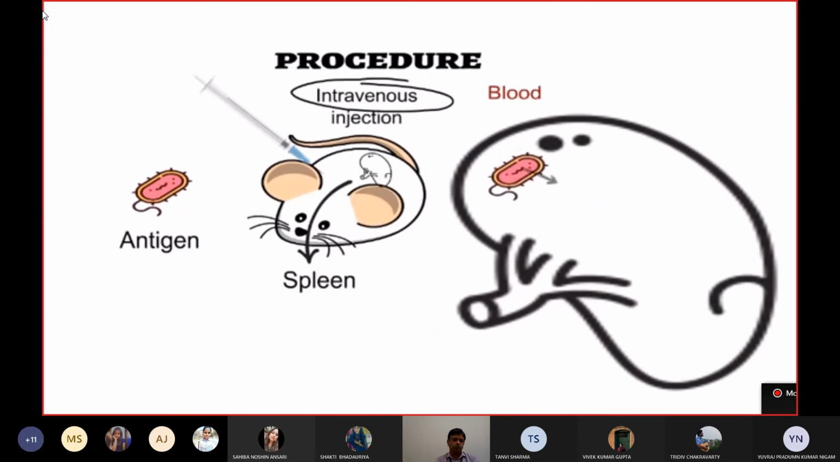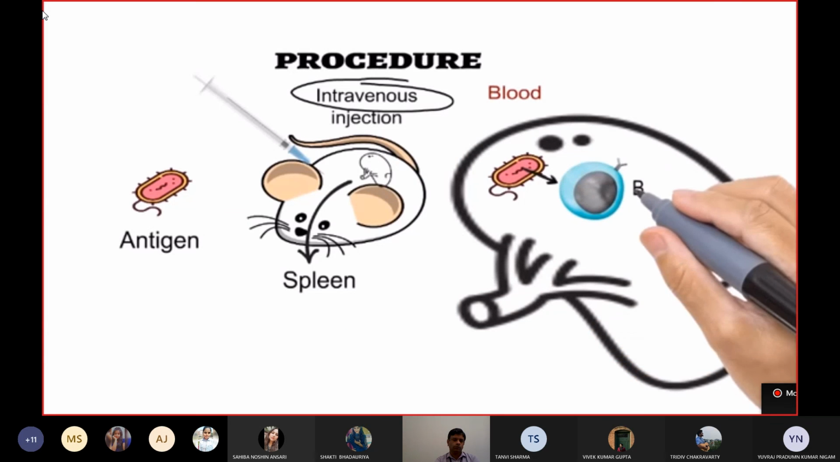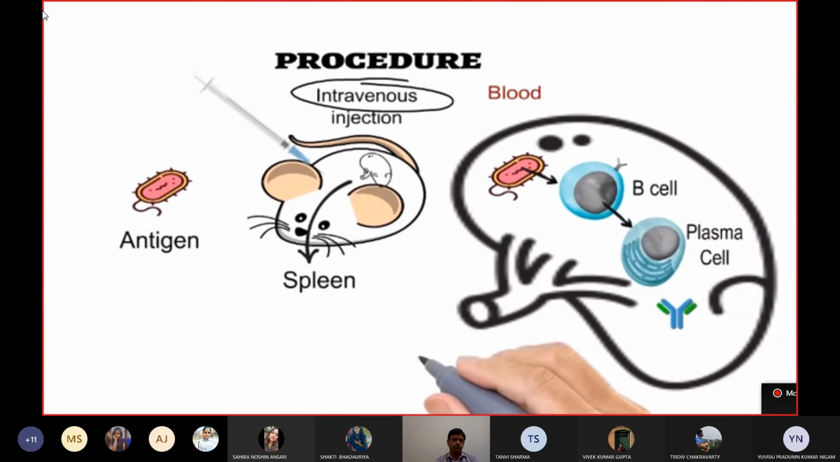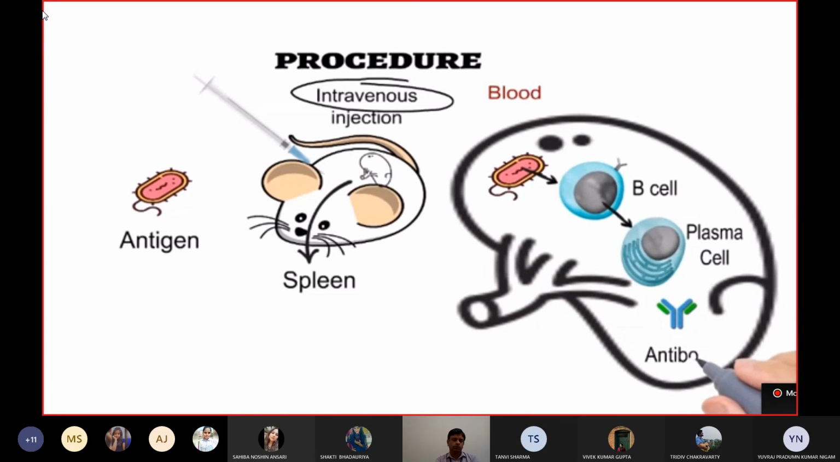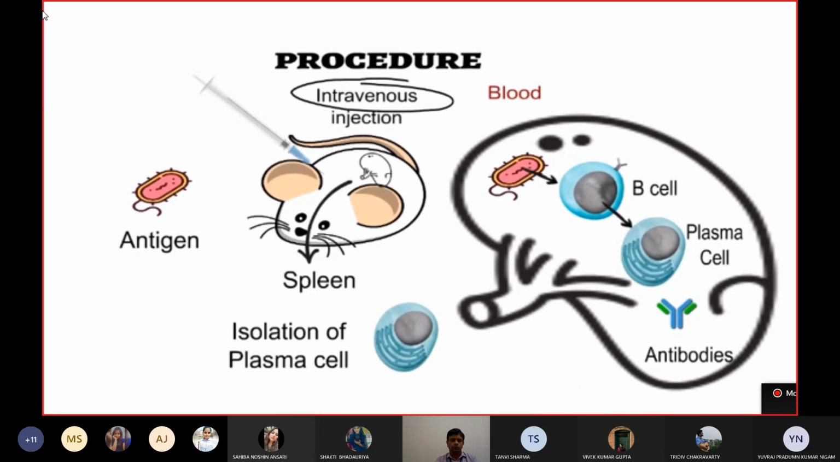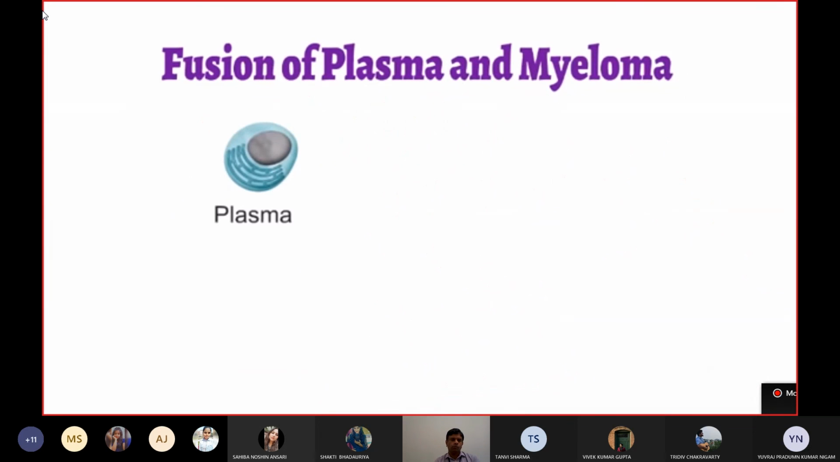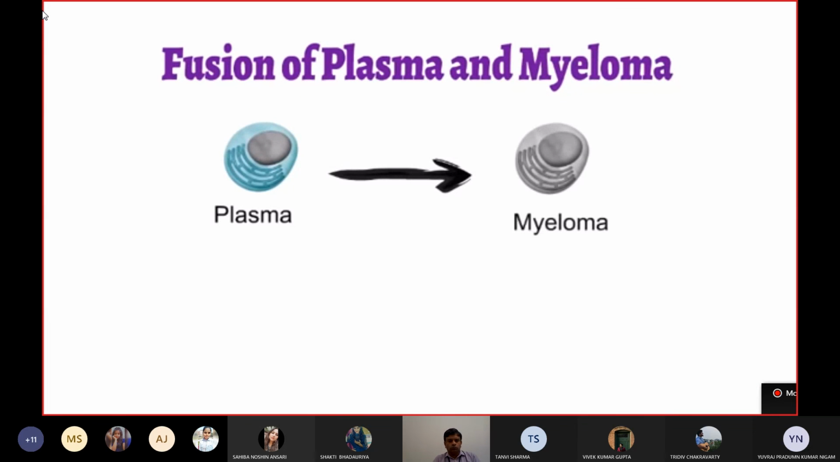Inside the spleen, the antigen interacts with the B cell and activates them to convert into the plasma cell. Once the plasma cells are produced, they will secrete a large number of monoclonal antibodies against the antigen injected. After this, the plasma cells producing the monoclonal antibodies against our injected antigen are isolated from the spleen. After the purification of plasma cell, it is fused with the myeloma cell.